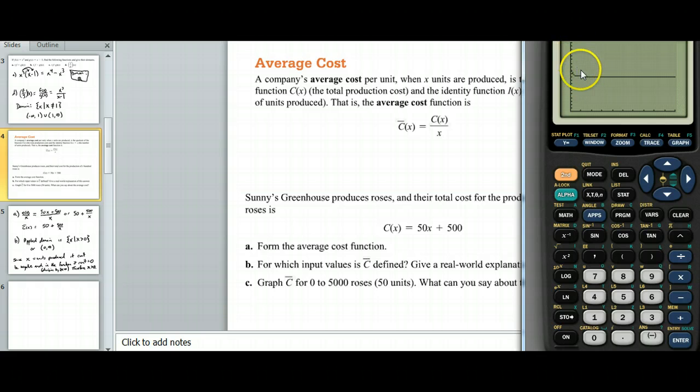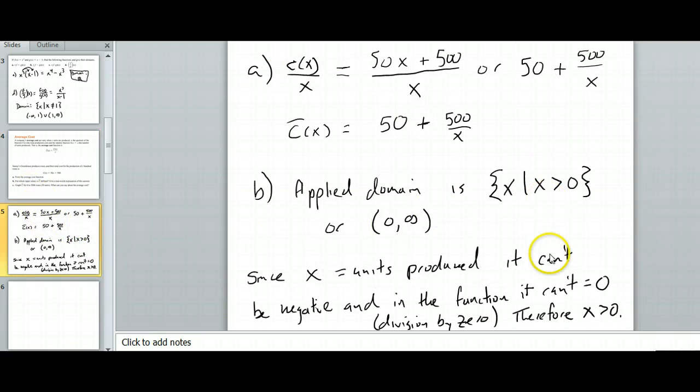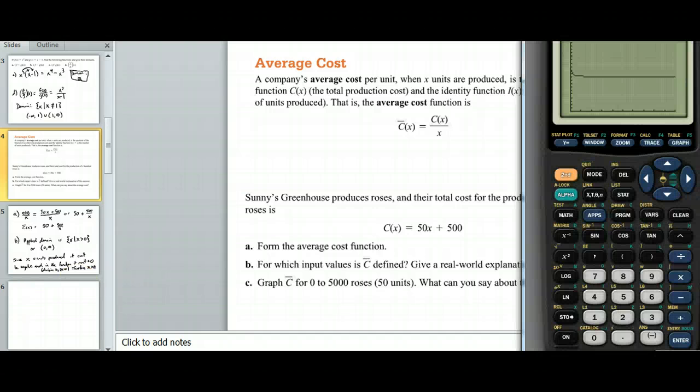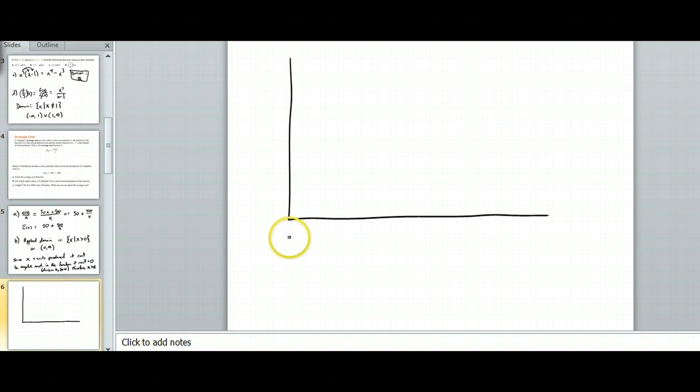But there's what we call a vertical asymptote right here at 0, because remember, it can't be equal to 0. Division by 0 occurs. So this thing has a, sorry, a vertical asymptote right there at the y-axis. So what my graph's going to look like then, it's going to be all positives here. So all quadrant 1. So there's from 0 roses to 5,000 roses like they wanted.